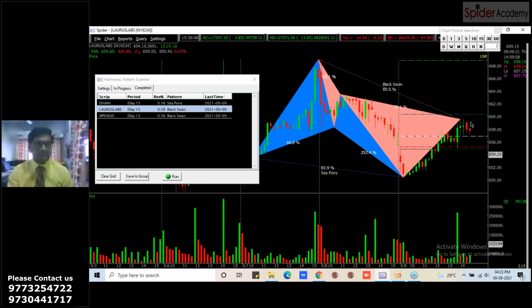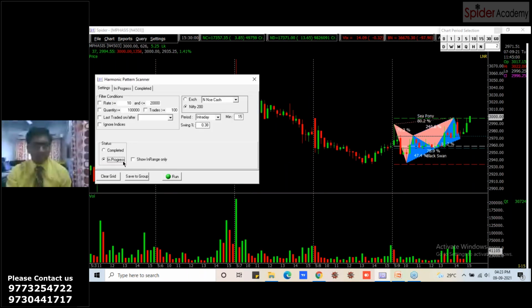So I just need to come up to this harmonic pattern scanner and scan according to my criteria. If I am a conservative or an aggressive trader, I can go accordingly. Suppose right now I go for in progress, and if I want to take a trade, or even a BTST, I can go for this in progress. So here I click on run, and it will scan.